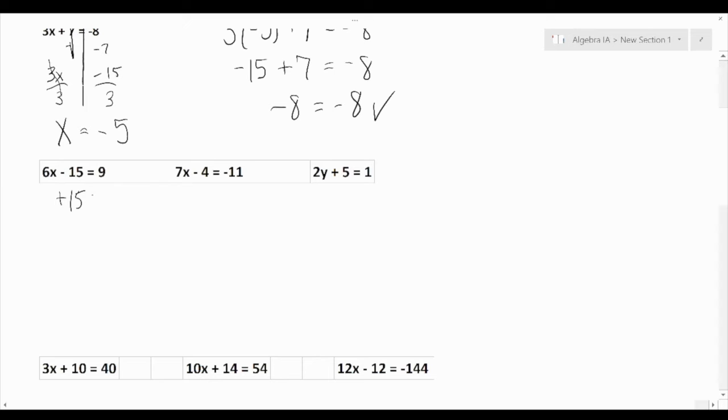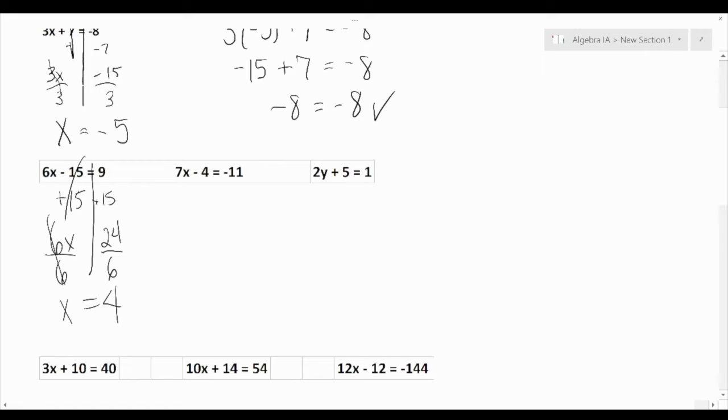So the first problem, we're going to add 15 to both sides. Draw my line down. So if the 15's cancel, we're left with 6x. 9 plus 15 will give me 24. Now, we got 6 times x, so the opposite is divide. We're going to divide both sides by 6 because we're doing the order of operations to both sides. 6 divided by 6, that cancels out. We're left with x equals 4.